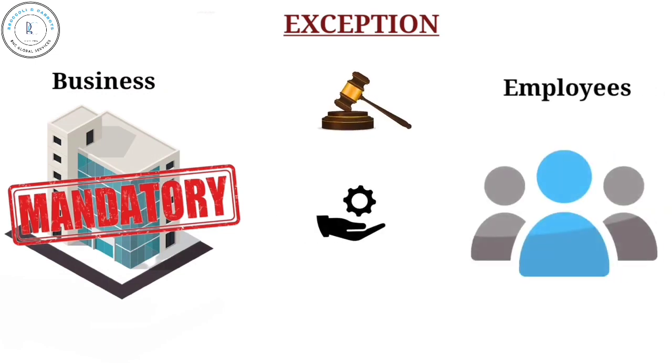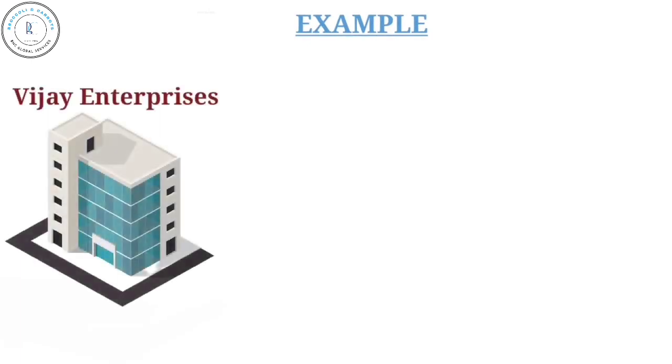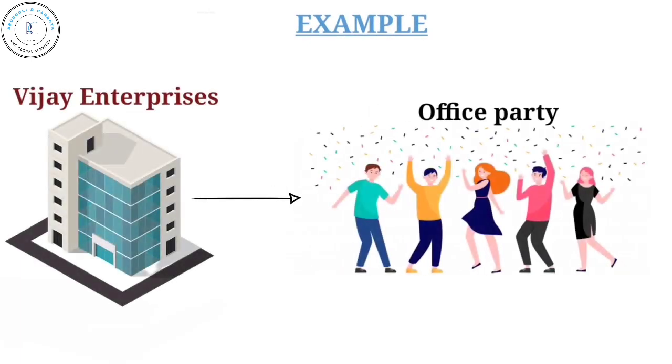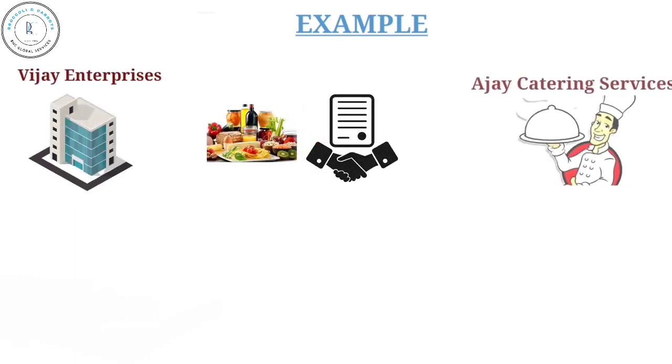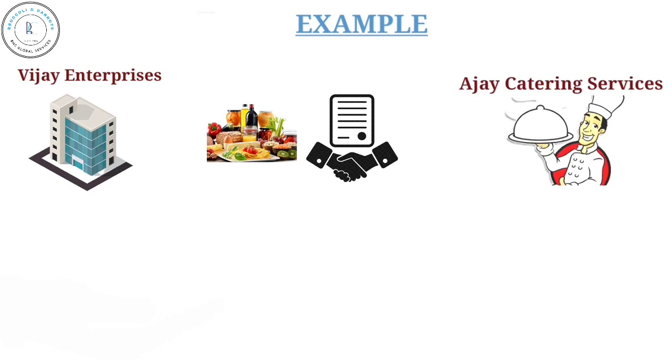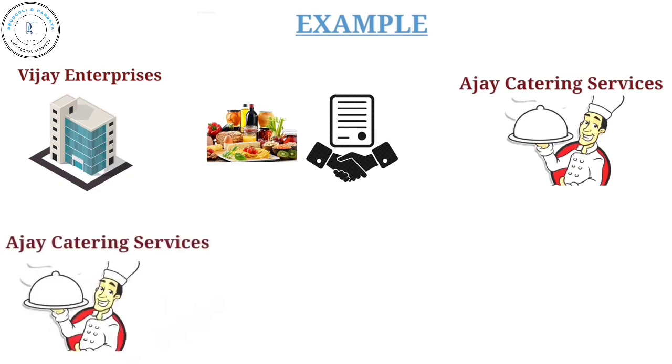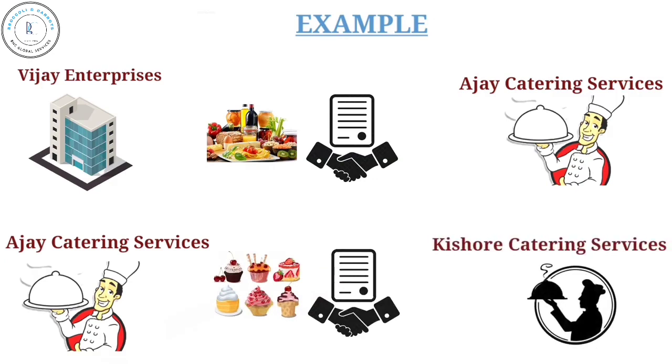its employees. Example: VJ Enterprises arranges for an office party for its employees. It enters into an agreement for supply of food and beverages with Mr. AJ, Catering services. Further, AJ Catering enters into subcontract for supply of desserts with Kishore Catering Services. ITC is available to AJ Catering Services. ITC is not available to VJ Enterprises.